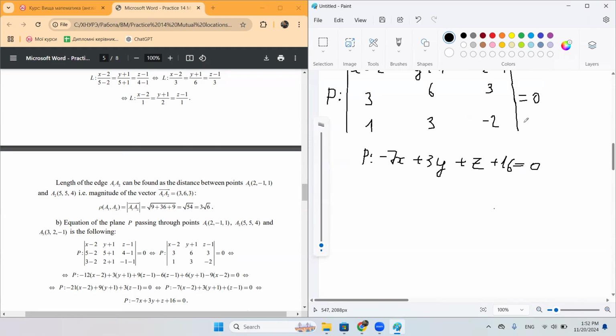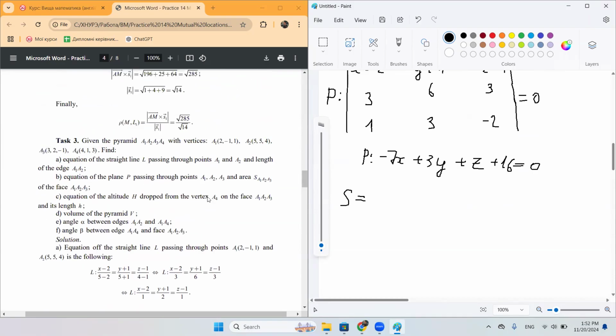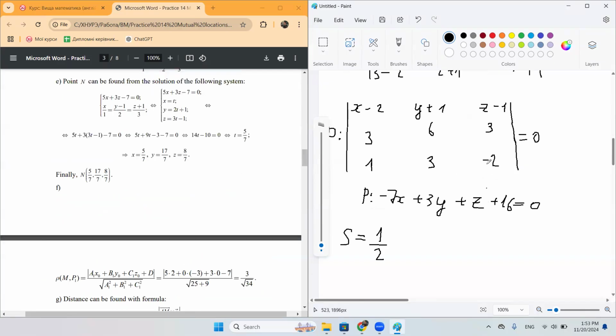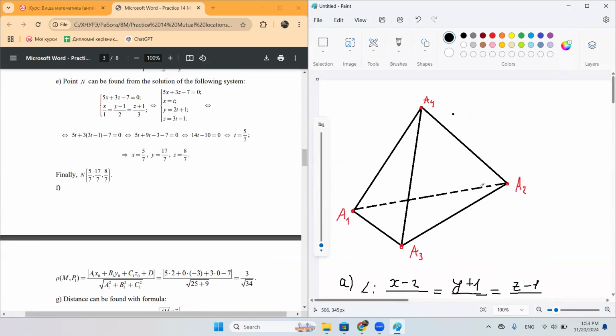And also we need to find the area of the ABCD face. So how to find it? What do you remember about it? So how can we solve? So nobody else wants to join the discussion? Okay, Sophia, go on. This is one half of the cross product of A1, A2 and A1, A3. Correct. So A1, A2, and A1, A3.